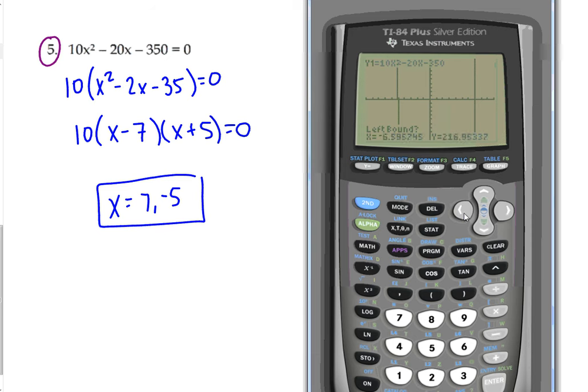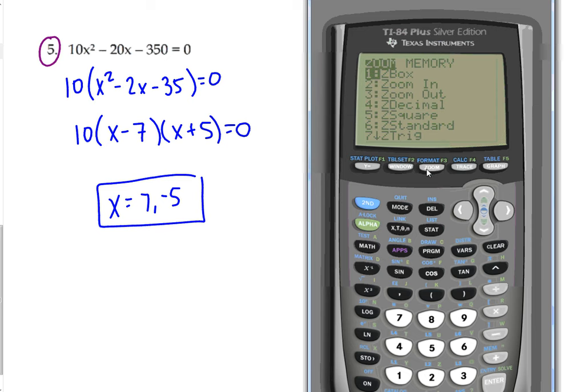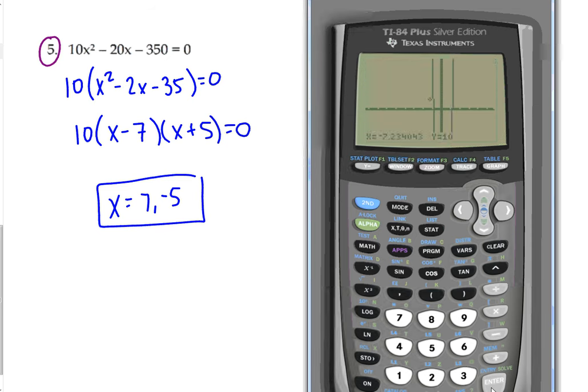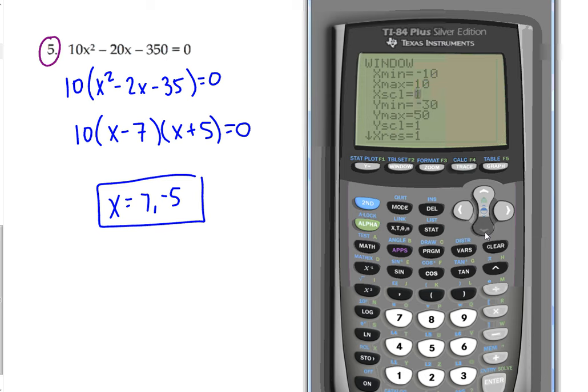You might want to zoom out. I'm going to zoom out, actually. It's not the greatest view. Okay, so windows, my x's were fine, negative 10 to 10. My y just needed to be enlarged. Let's try negative 100 to 100, scale of 10. A little better. I mean, that's all we really need. We're just trying to find the zeros. You could have solved it just the way it was before. It doesn't have to be perfect. All we're looking for is those x-intercepts.